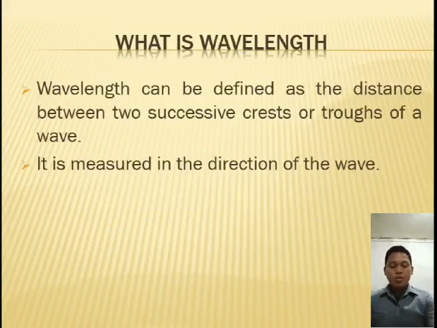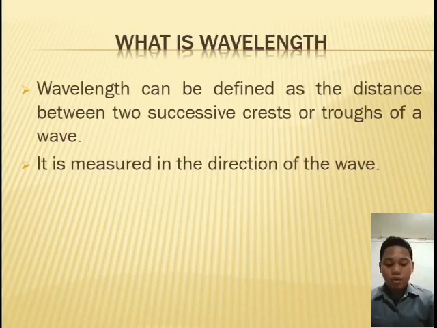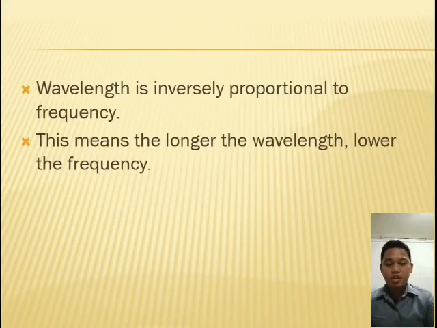So what is wavelength? Wavelength can be defined as the distance between two successive crests or troughs of a wave. It is measured in the direction of the wave. Wavelength is inversely proportional to frequency. This means the longer the wavelength, the lower the frequency.